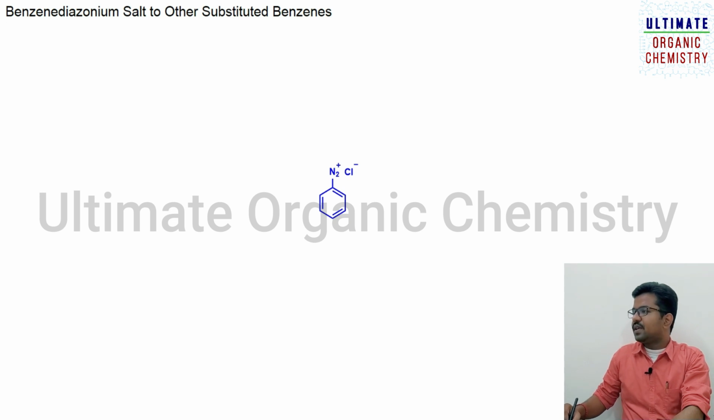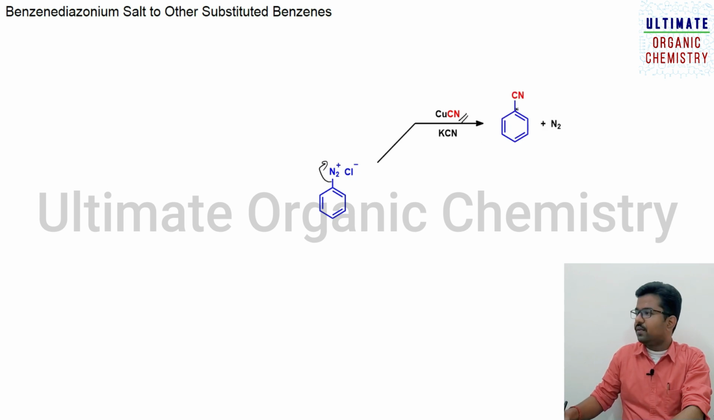When I treat with CuCN, that is copper cyanide, in the presence of KCN, the counterpart will be CN minus, so it will replace this N2 and you will get benzonitrile. Please remember this.